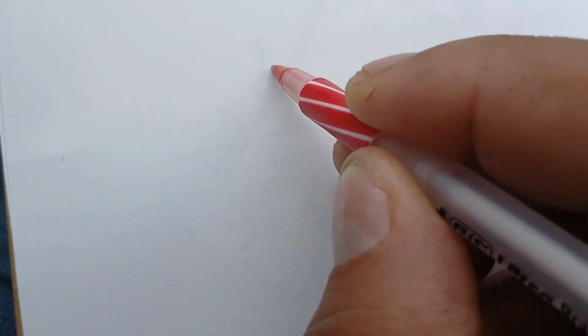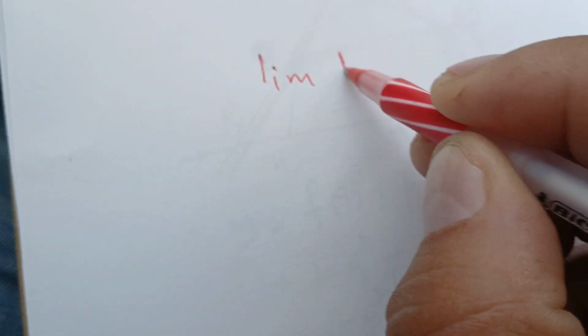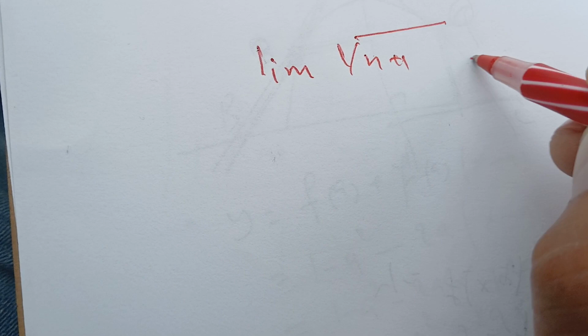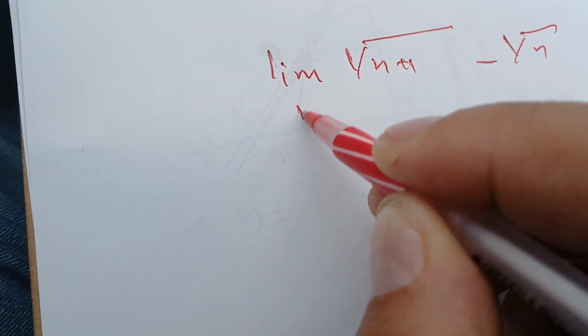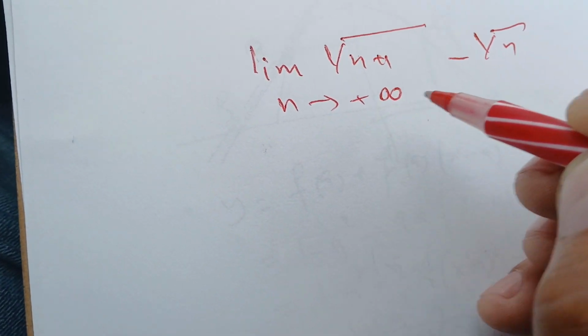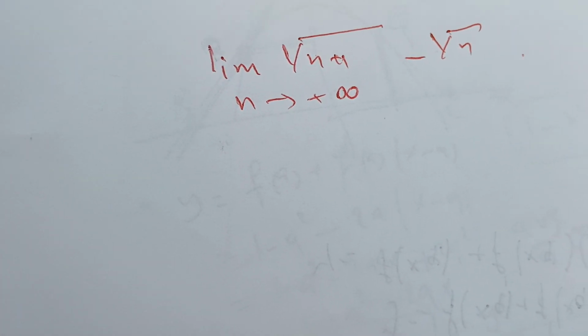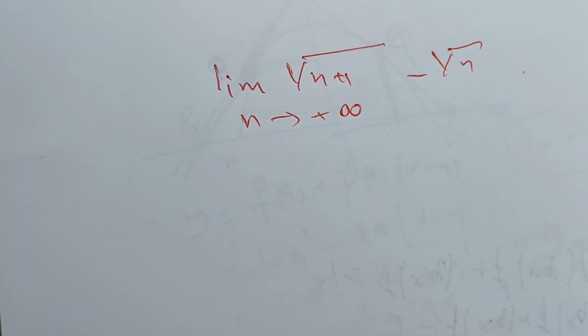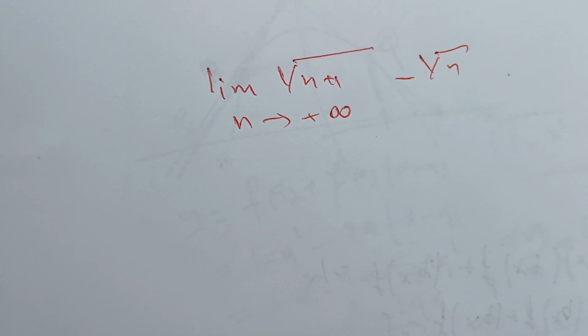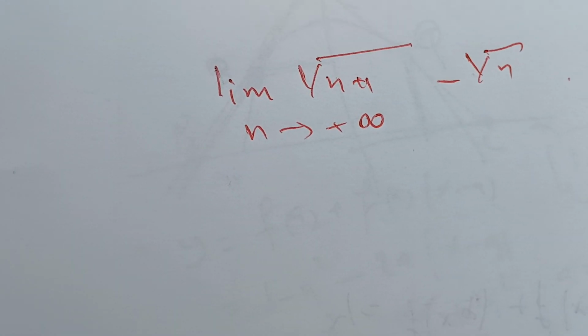Okay, welcome back. Today we're going to try to find the following limit: the square root of n plus 1 minus the square root of n as n goes to plus infinity. Basically, this is a sequence and we are trying to find its limit as n gets bigger and bigger.